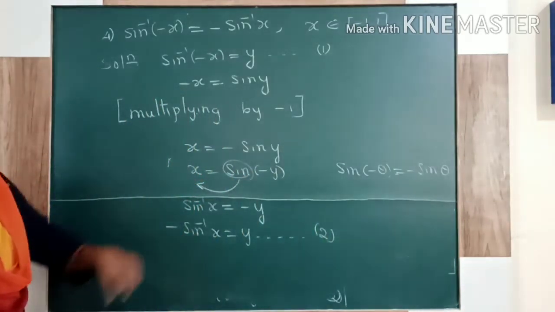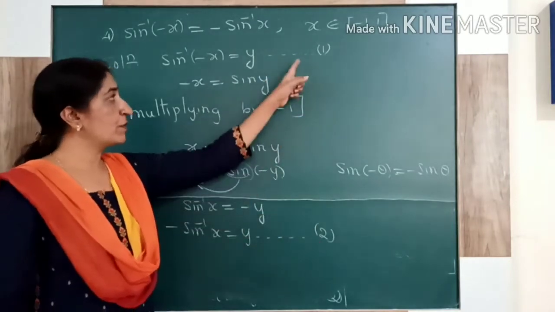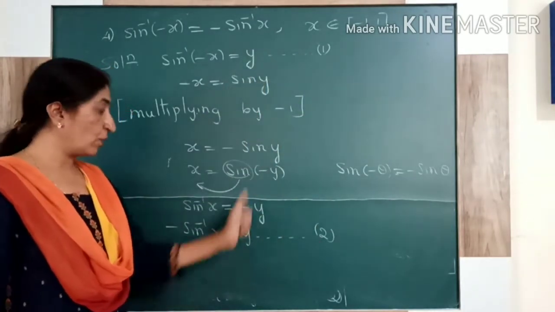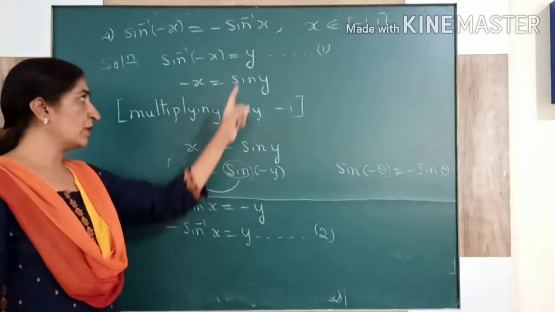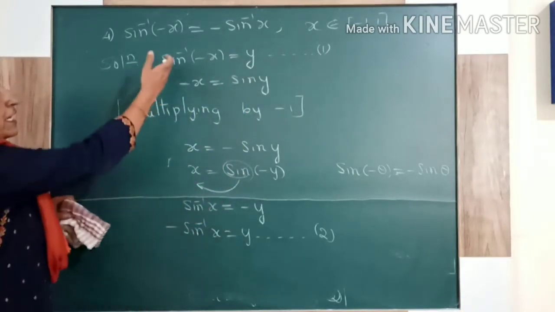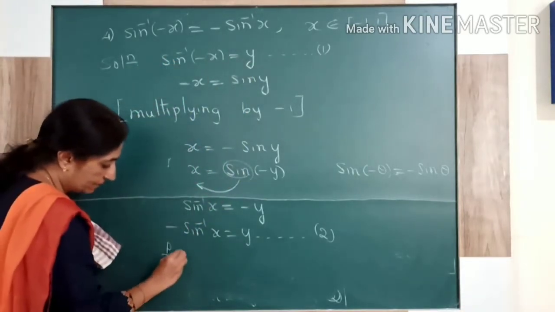See, now observe equations 1 and 2. What you are observing, again their RHS are equal. In any two equations, as you know, if their RHS are equal, their LHS are also equal.